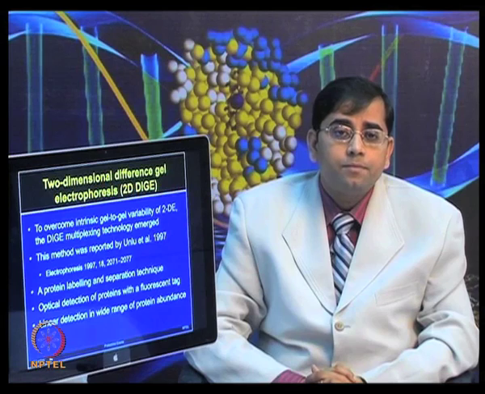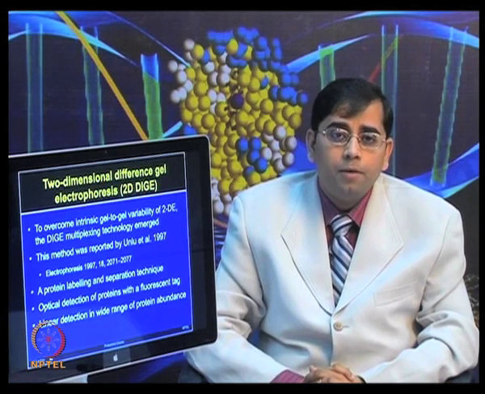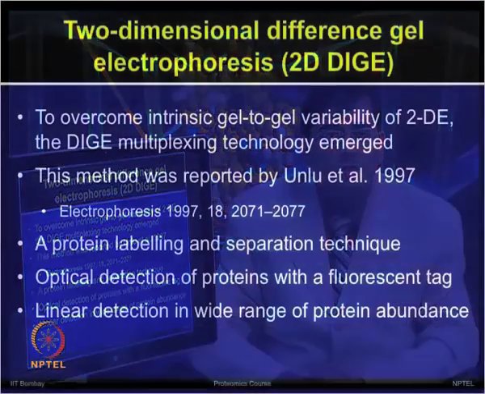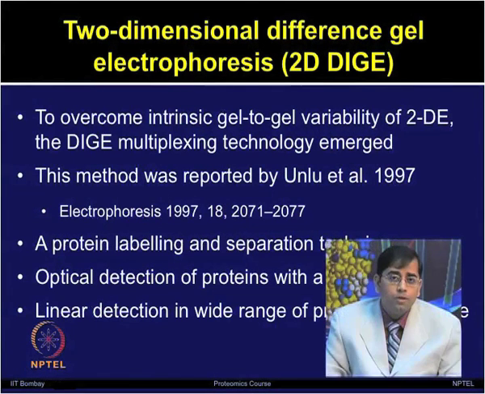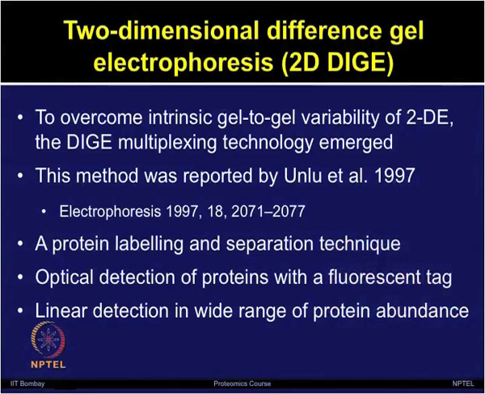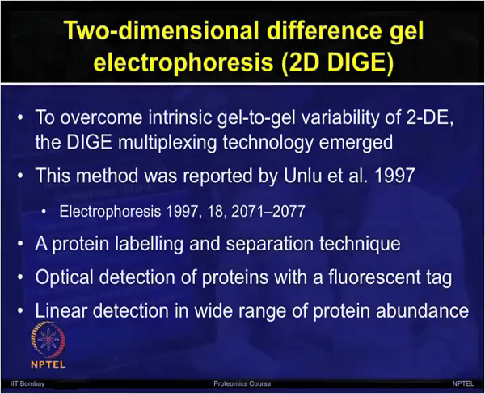The 2D DIGE method was basically aimed to overcome the gel to gel variability observed in two-dimensional electrophoresis, and it allowed multiplexing of samples. This method was first reported by Unlu et al. in 1997, and it finally became very user friendly. Now thousands of laboratories worldwide are using this technology to overcome the gel to gel variations encountered by traditional or conventional two-dimensional electrophoresis.